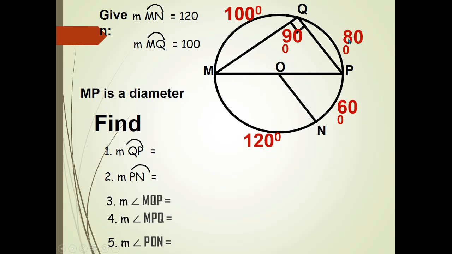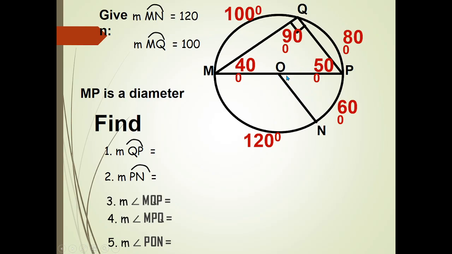Next, we can get the measure of this angle, which is an inscribed angle. So we get half of 80, which is 40. And then we can get this. Angle P is also an inscribed angle, so we get half of 100, that is 50. Or we can also apply the theorem about the angles in a triangle. Remember that in grade 9? The theorem says the sum of the measures of the angles of a triangle is equal to 180 degrees.